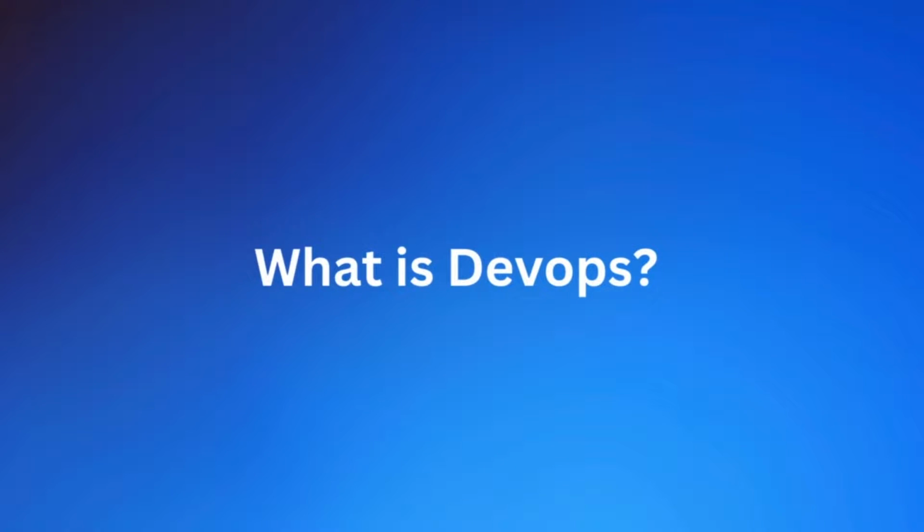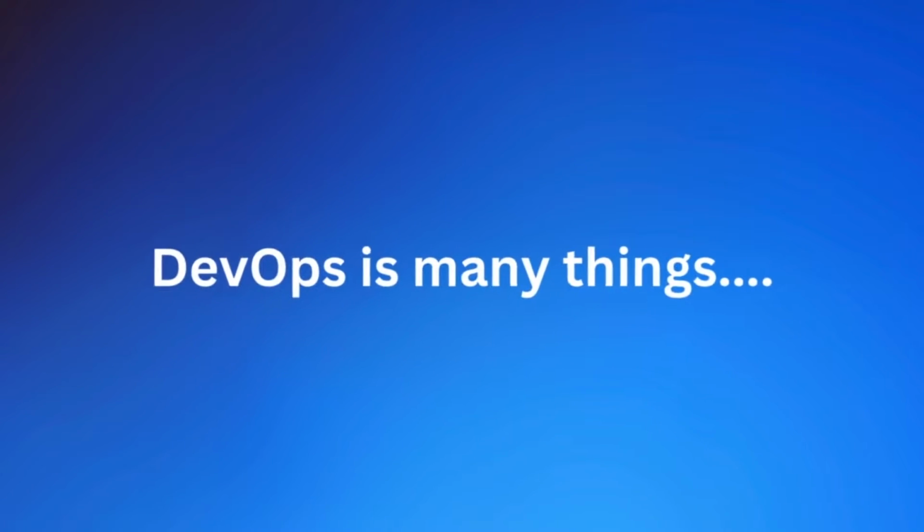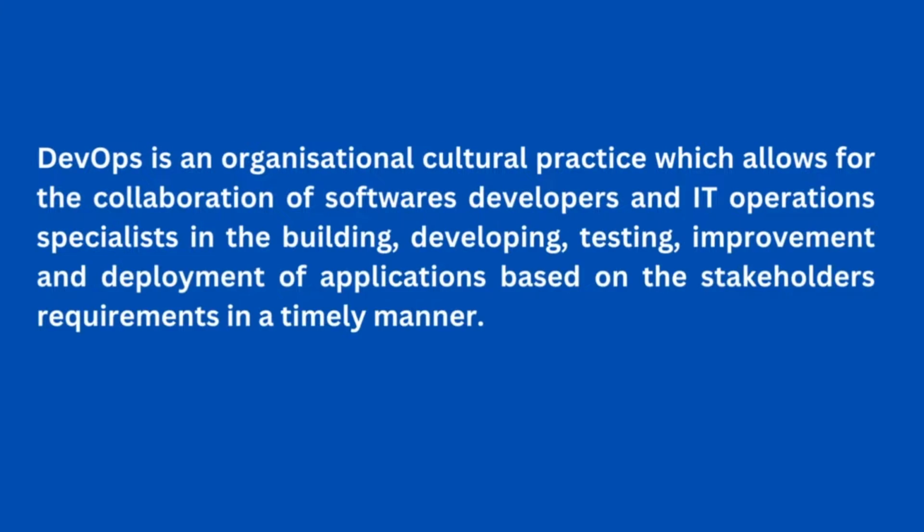What is DevOps? DevOps is many things. This is one of them. DevOps is an organizational cultural practice which allows for the collaboration of software developers and IT operations specialists in the building, developing, testing, improvement, and deployment of applications based on the stakeholders' requirements in a timely manner.